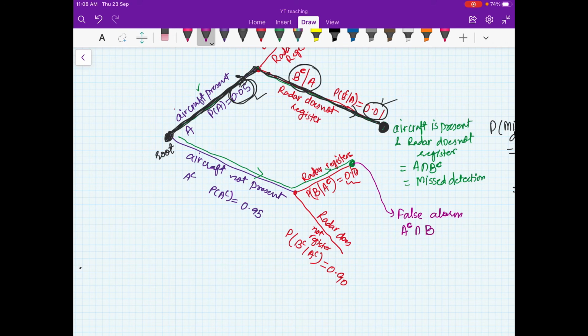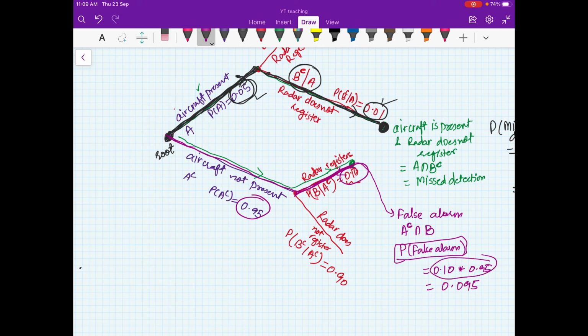So what is the probability of a false alarm? You just trace the path. This is the path of the false alarm. You have to go till the root. So this is 0.10 here, and then 0.95 here. So your answer is 0.095. Okay. So this is how you will compute the probabilities of events using the conditional probabilities.